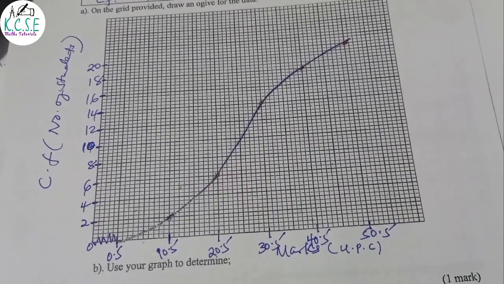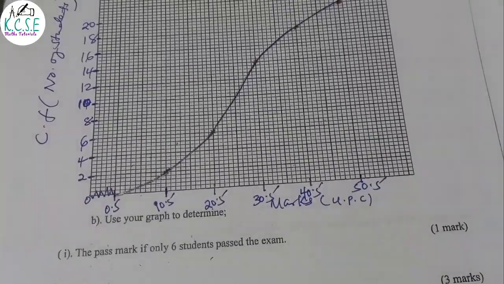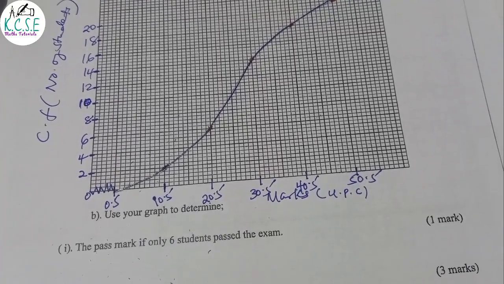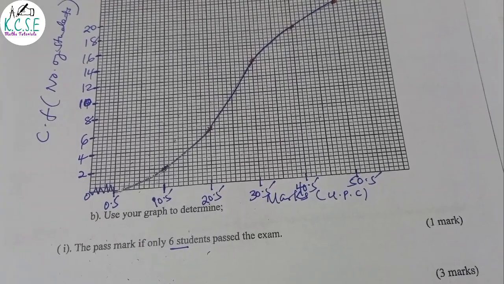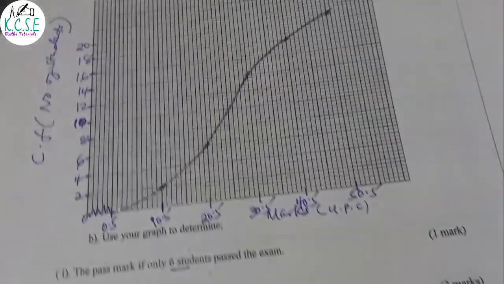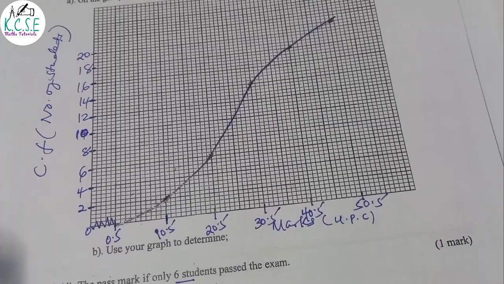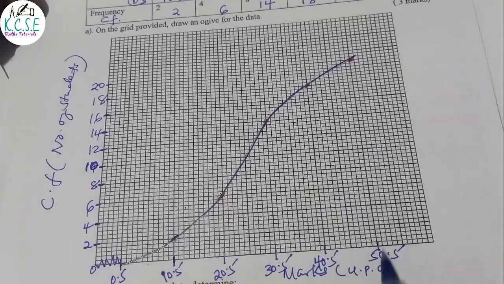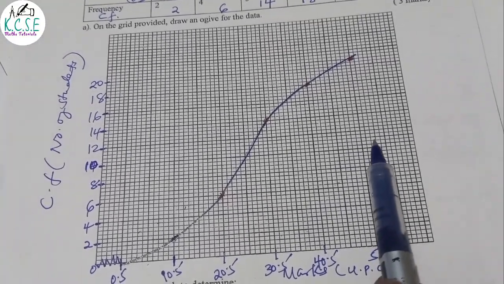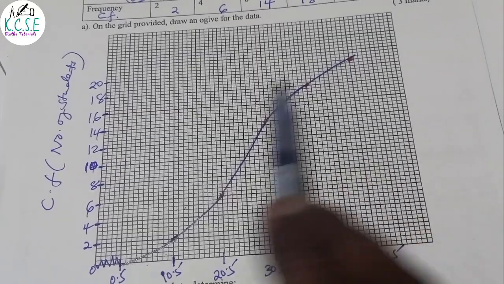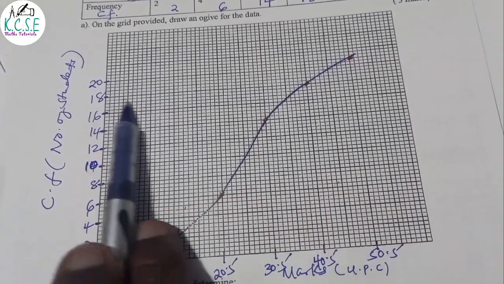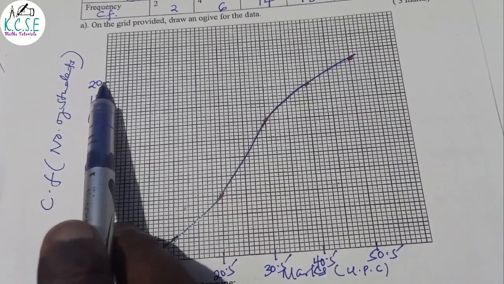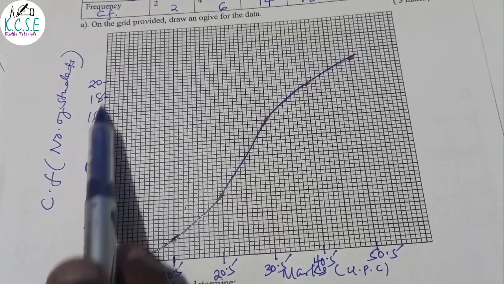Question number 1 is use your curve or the graph to determine the pass mark if only 6 students pass the exam. How are we going to get this? Now to get this, we shall use the highest mark. The highest mark scored is 50.5, and 50.5 was attained by the 20th student. So the pass mark will start from the highest point going downwards. And we need that from the 20th student going downward up to where we shall have 6 students.